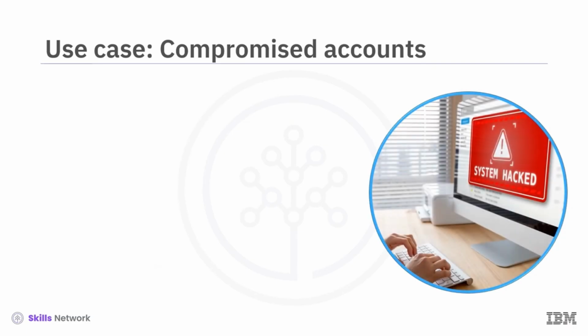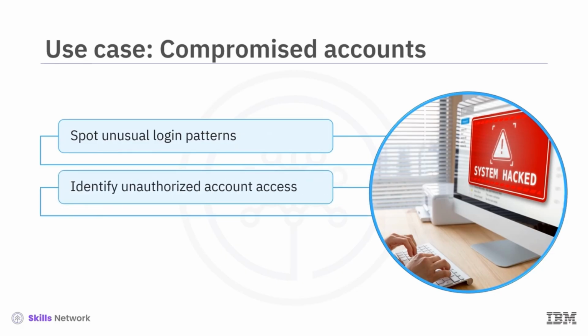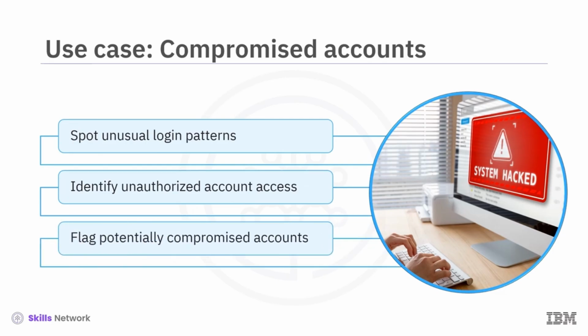UBA can effectively spot signs of account compromise by monitoring for unusual login patterns or access behaviors. For instance, if a user's account is accessed from a foreign country that the user has never visited, UBA can flag this as a potentially compromised account.